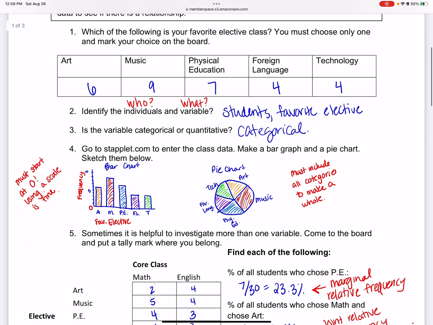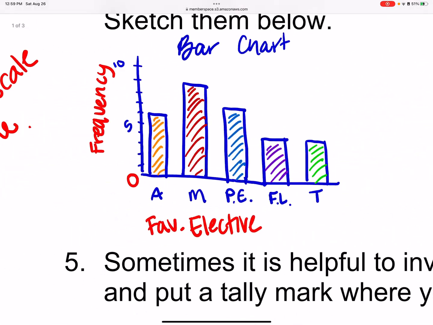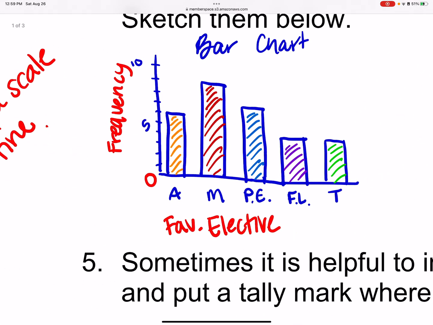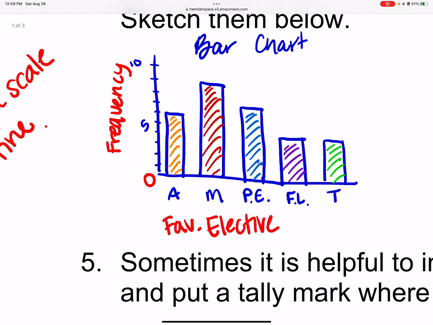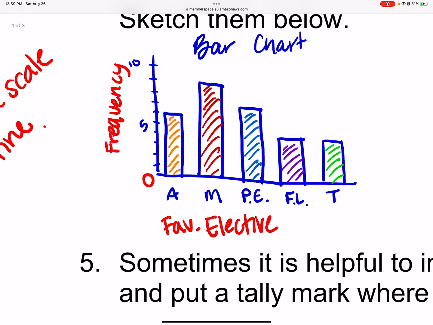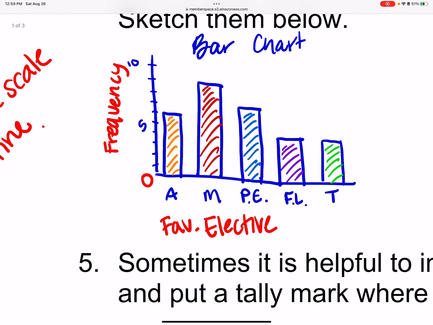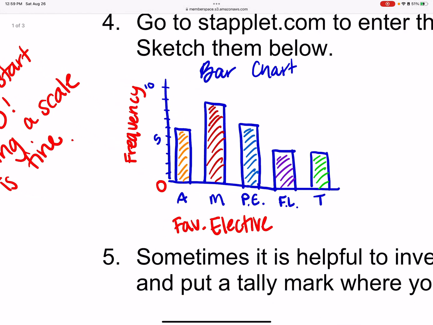So if you go to Statplet.com, you can enter the class data, or you can make it yourself. But Statplet.com is kind of neat. That is categorical data. It'll ask you, and then you can make a bar graph and a pie chart. For any single graph, you need to make sure you have a title, see bar chart, label, favorite elective, label, frequency, tick marks on the x-axis, which is art, music, PE, all of the labels, and then tick marks on the y-axis. And so I have my frequency to get the complete credit. So title, label, label, tick, tick, tick.